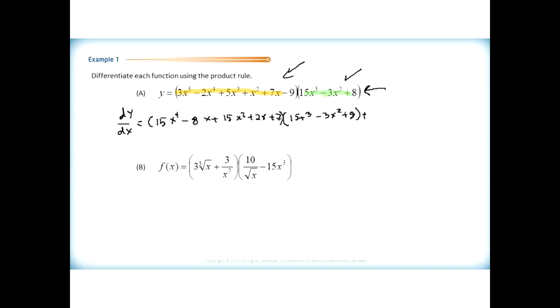And what I'm going to do now is say the derivative of that part is 3 times 15, which is 45. And then that's x squared minus 6x. And then I've got to multiply all that by my first part again. So you'll forgive my sloppy notation here. I'm just going to write it down there to give myself a little extra space. So that's 3x to the power of 5 minus 2x to the power of 4, 5x cubed, x squared, 7x minus 9.